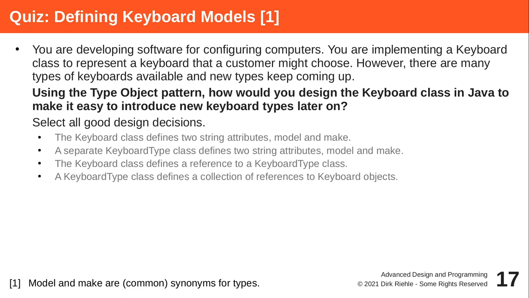So there are a couple of design decisions to make now. Which of these four are good design decisions? Give the keyboard class two attributes, model and make. Give the keyboard type class these attributes, model and make. So where do model and make belong if you name it like Cherry so-and-so? How do you structure the relationship? Does the keyboard class get a reference to its type class so that its instances can link back to a type object? And do you give the type object a collection of references to its instances at runtime? These are the four possible design options I'm suggesting here. Which of these are good design decisions?